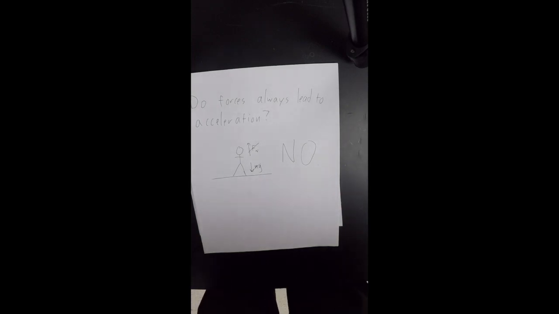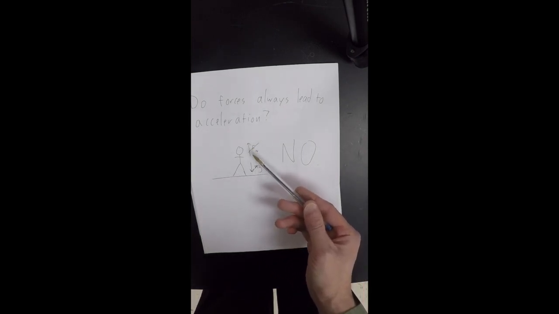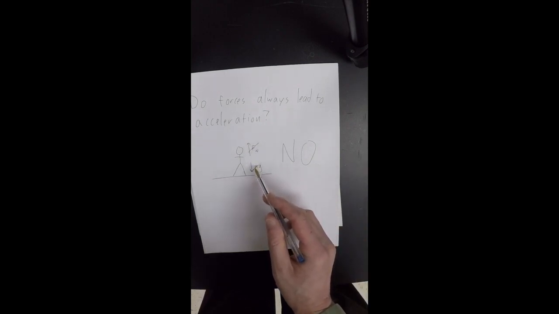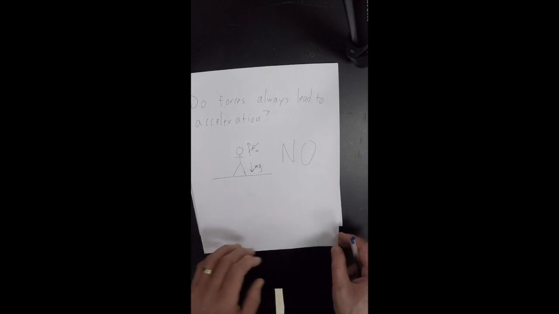And you can see this by the simple example of a person standing on the floor. So this person's on the floor. There are two forces acting on her, gravity and normal force. Nevertheless, if she's standing on the floor, she must be at rest. These two forces exactly counterbalance each other, and she has no acceleration.